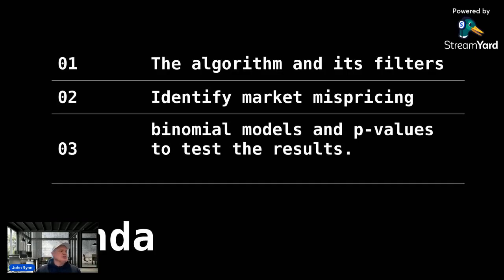So the agenda is simple. We're going to work on the algorithm and its filters, and we're going to identify market mispricing, binomial models, and p-values to use to test the results. Are they meaningful, or is this just random luck? A lot of people can backfit any trend of a team, a league, a NCAA tournament, and I guarantee you in my database I can find ones that are 20-0 against the spread. And you know what? It has little meaning in terms of predictive power.